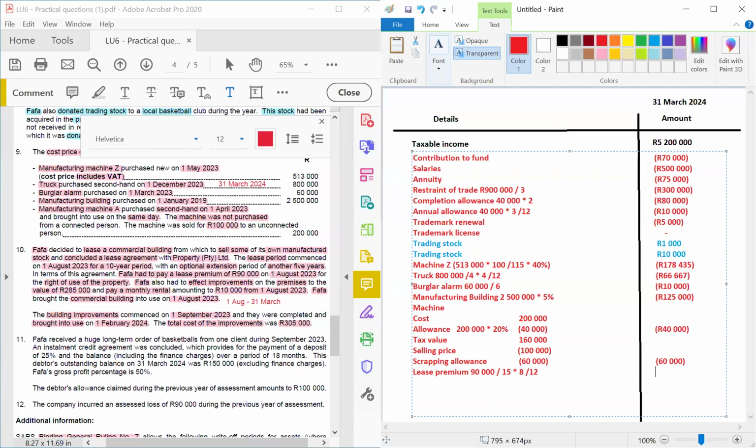So now, this would be 90,000 divided by 15 multiplied by 8/12. This is 4,000. Right, so that is my lease premium.